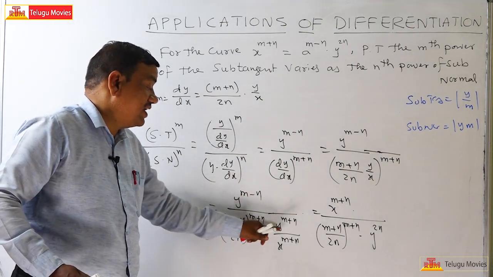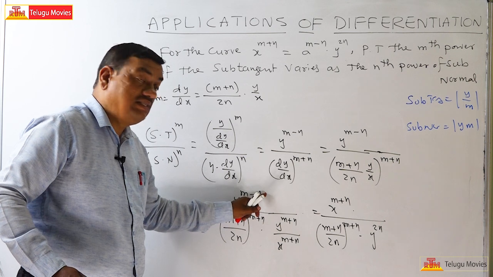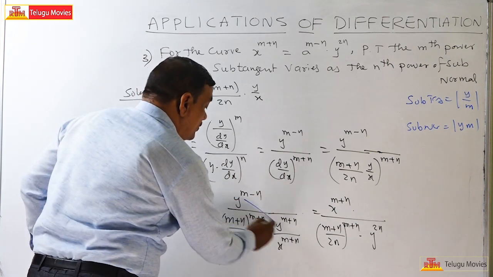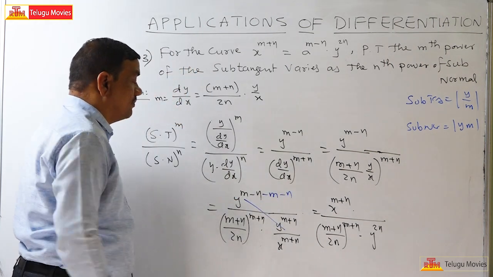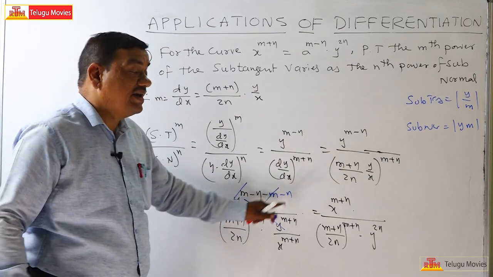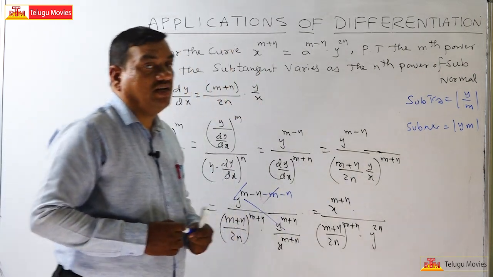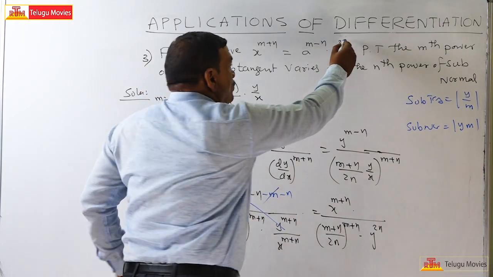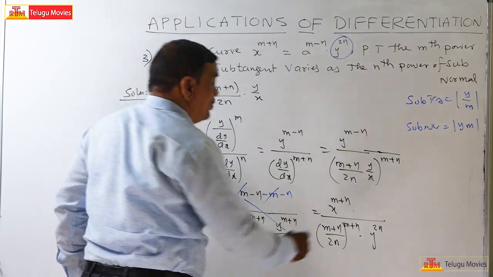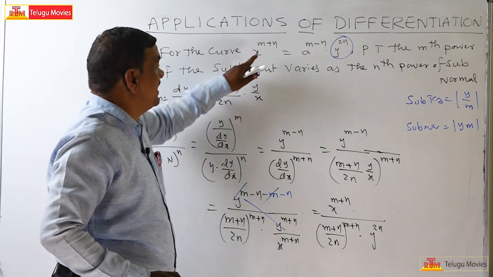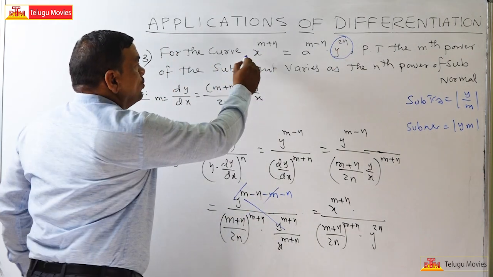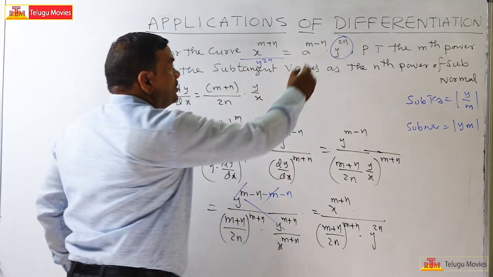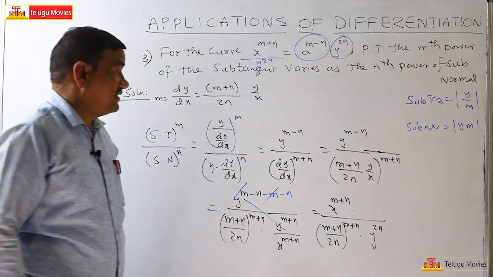Once again, if you combine this, minus m minus n will come, plus m minus n will come, so they get cancelled, and minus 2n will be in the denominator, y to the power of 2n. So in the place of y to the power of 2n, see here, x to the power of m plus n by y to the power of 2n is equal to how much? X to the power of m plus n by y to the power of 2n is equal to how much? A to the power of m minus n.